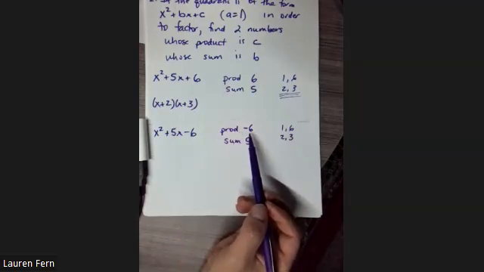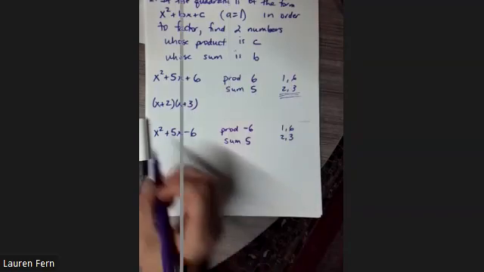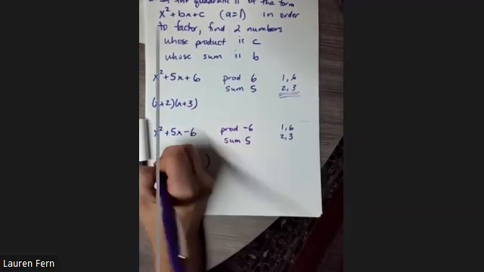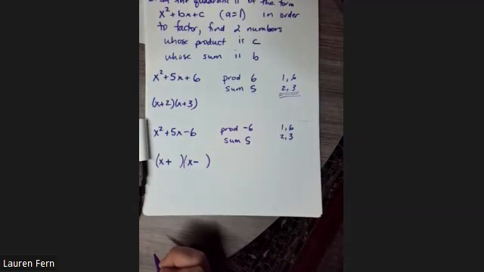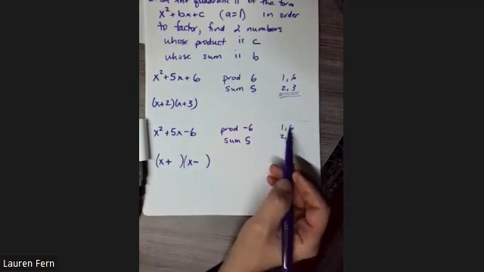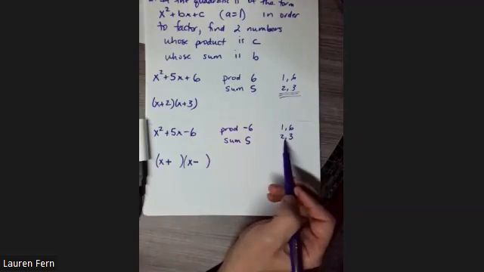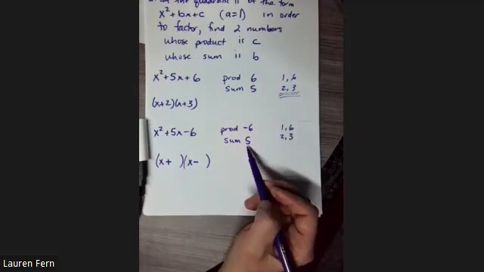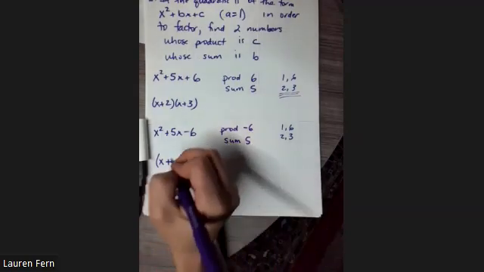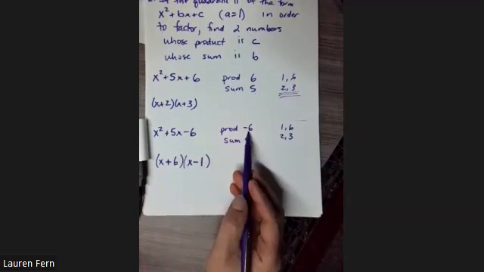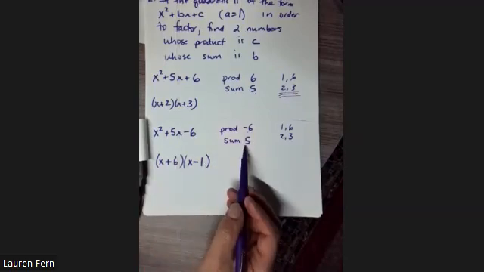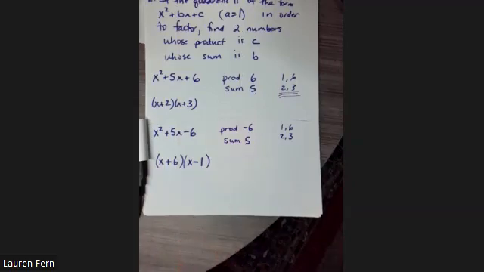But notice my product is negative. The only way you can multiply two numbers together and get a negative number is if one is positive and one is negative. So having one of these be positive and one of these be negative, which pair will multiply up to a negative 6 and add up to a positive 5? I claim 6 and negative 1. 6 times negative 1 is negative 6, and 6 plus negative 1 is a positive 5.